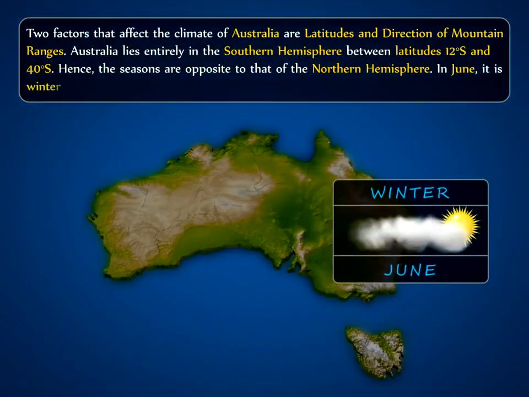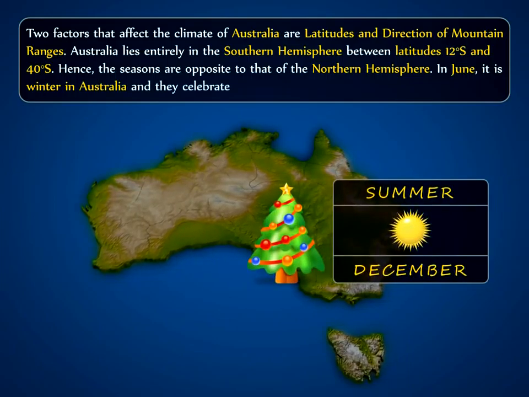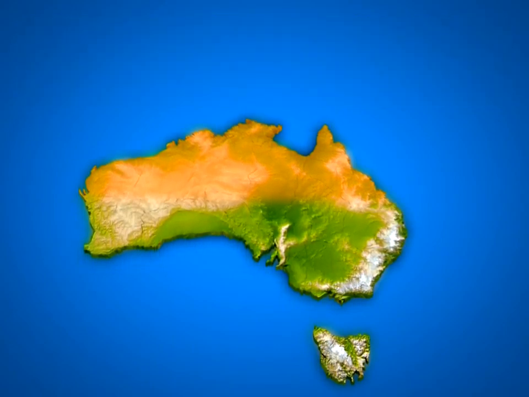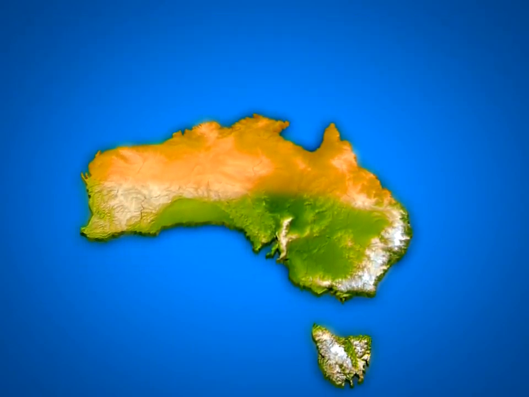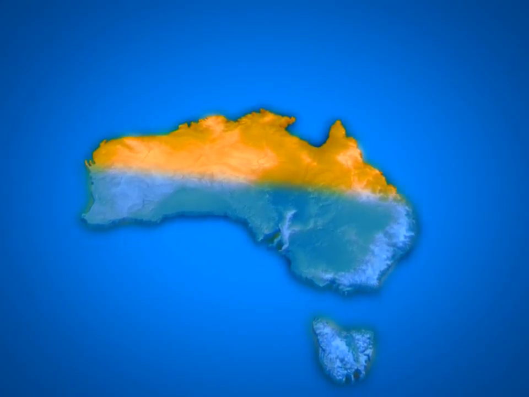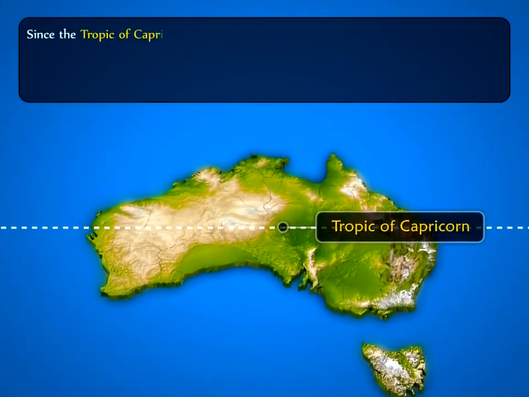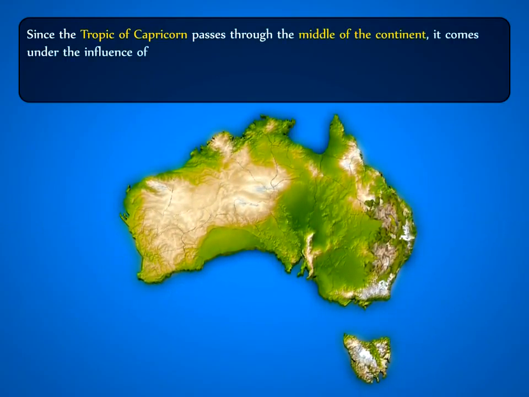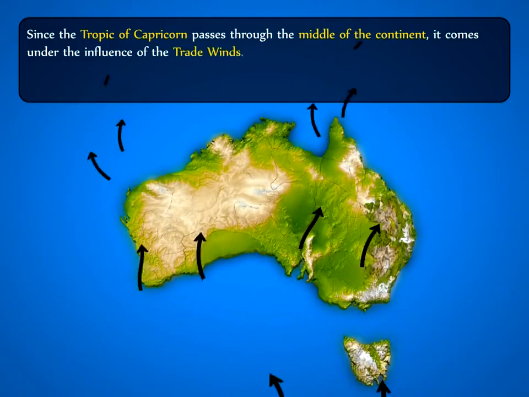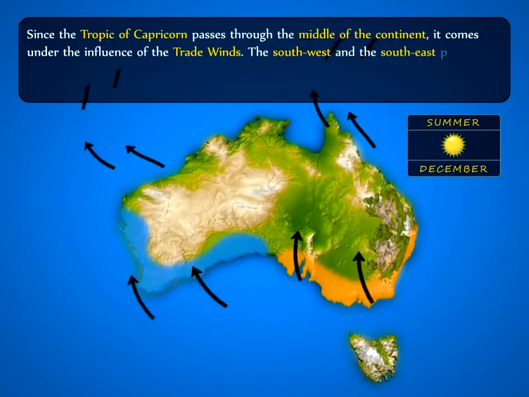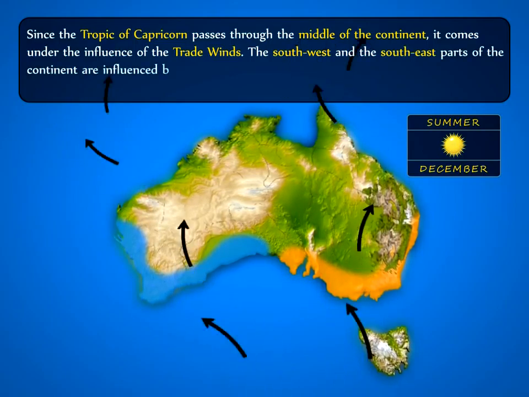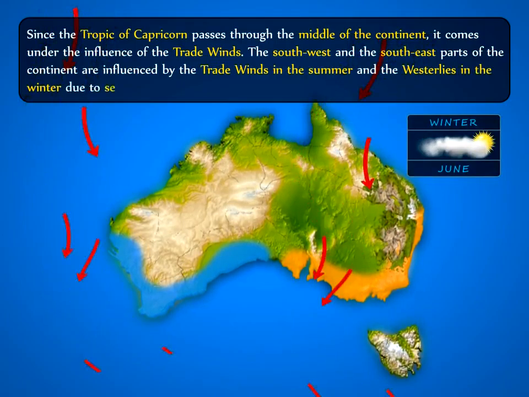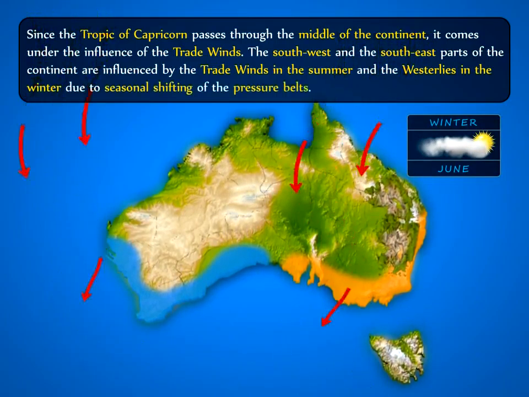In June, it is winter in Australia and they celebrate Christmas in summers. The northern part of Australia is closer to the equator and is hotter than the southern part. Since the Tropic of Capricorn passes through the middle of the continent, it comes under the influence of the trade winds. The southwest and the southeast parts of the continent are influenced by the trade winds in the summer and the westerlies in the winter due to seasonal shifting of the pressure belts.